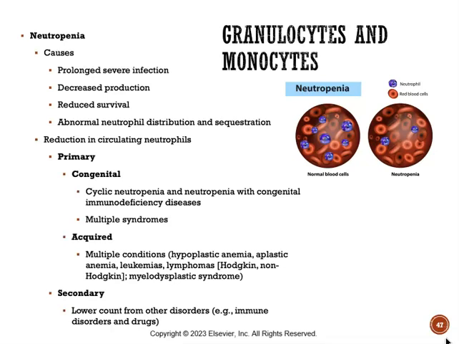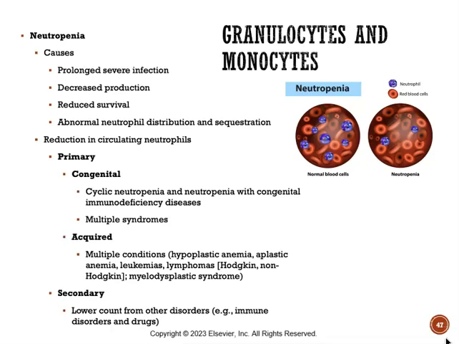The white blood cells that are specifically neutrophils will drop too low, and our body becomes highly susceptible to infections. The causes of this do vary, but it could be from prolonged severe infections, decreased bone marrow production, reduced survival, or abnormal distribution of our neutrophils, and we can classify them as either being a primary neutropenia or a secondary neutropenia.